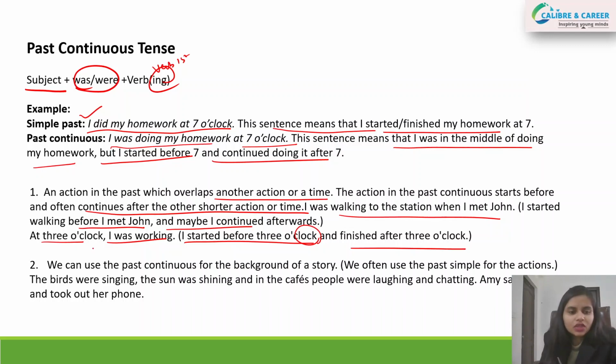Alright. Second thing is, we can use the past continuous for the background of a story. Like in a story we say, once upon a time there was a king, and in his kingdom everything was good, the birds were singing, or the sun was shining. So when you are mentioning the background of the story, there you will use your past continuous as well.